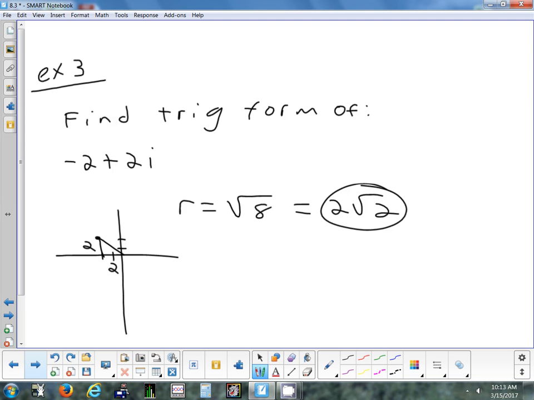What else do you need? You need theta. What is the formula for theta? We can do it in degrees for the quadrant we're in. Yeah. 180 plus the inverse tangent of y over x. 180 plus inverse tangent of, what's y in this case? 2. Y is your imaginary. And what about over x? -2. -2.